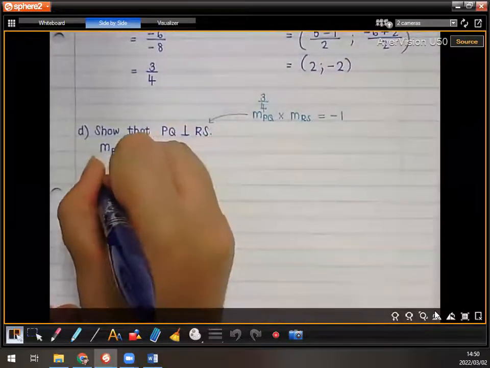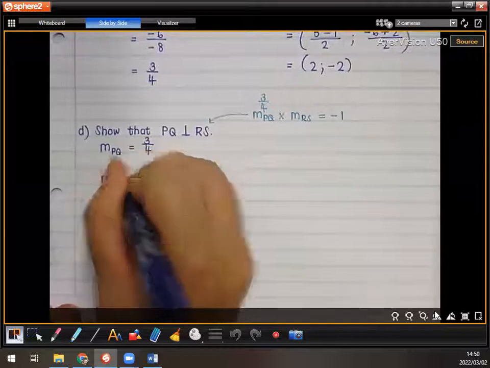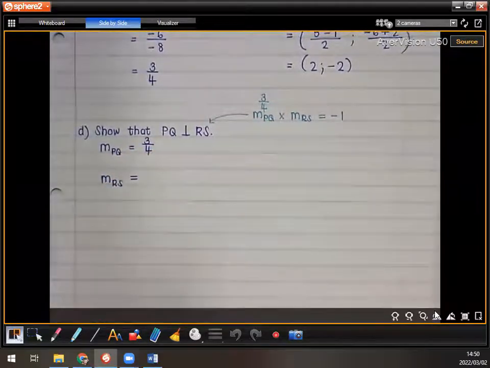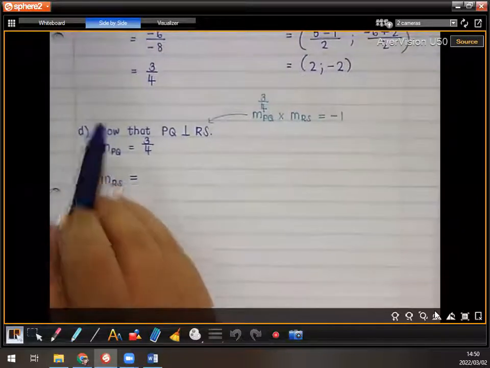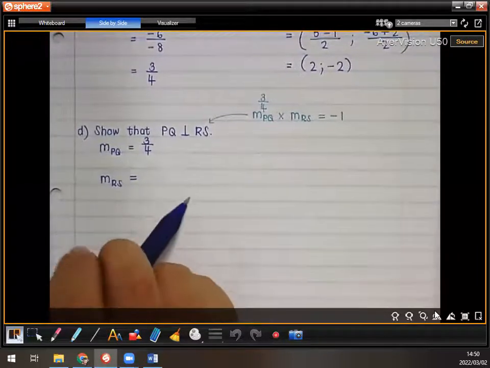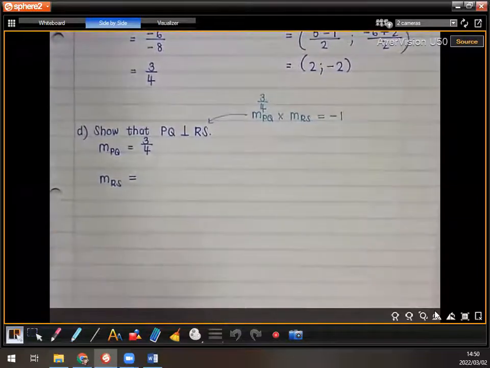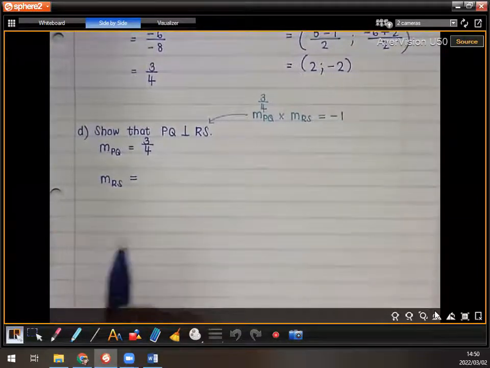Now we must find the gradient of RS. And guys, please label those gradients. I can't tell you how many times I've marked tests and exams where it's just m equals this and m equals this, and then even worse, the two gradients are wrong, so you don't know what's happening. Okay, so if you just label them as the gradient of PQ and the gradient of RS, that makes it much easier to follow.